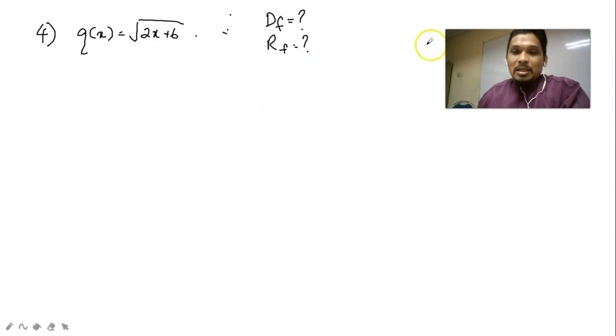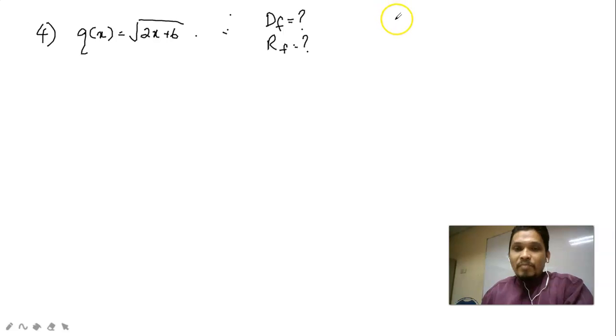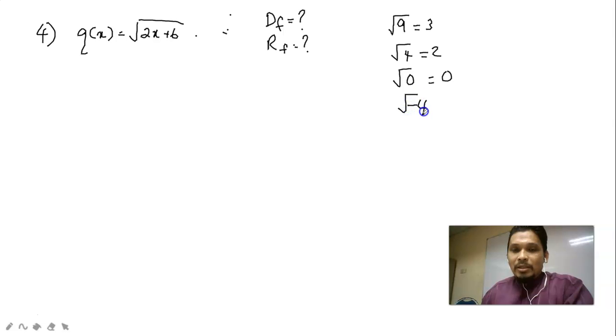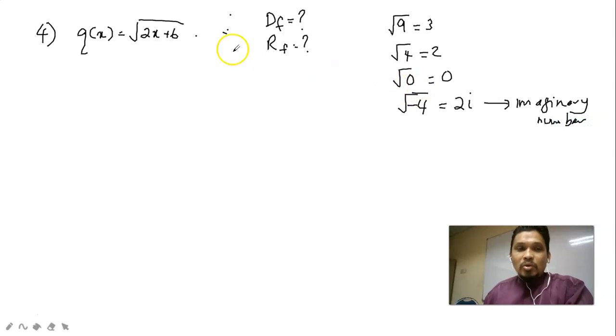Now, class, the square root of 9 we can simplify as 3. Square root of 4 equal to 2. Square root of 0 equal to 0. But when it comes to the square root of negative 4, this comes out as 2i. This is what we call an imaginary number. We are now talking about real numbers, all real numbers here, so this is not part of the answers for our question.